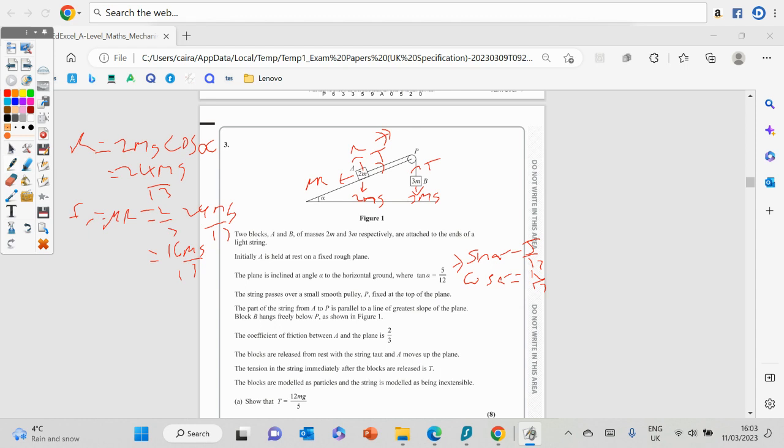So, we're going to do F equals ma on A. That's what I'm going to do. So we're doing T minus the frictional force, which is 16mg/13, minus the component of the weight, which will be 2mg sine alpha. And sine alpha works out as 5/13. That is going to be equal to the mass, which is 2m, times the acceleration, which I don't know.